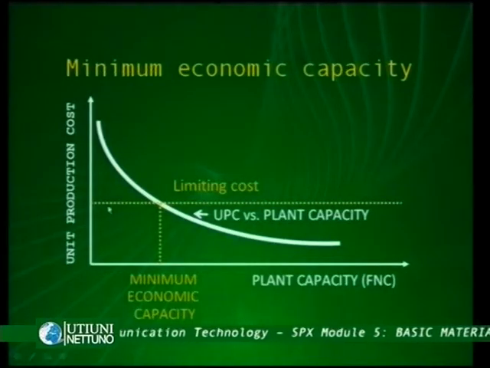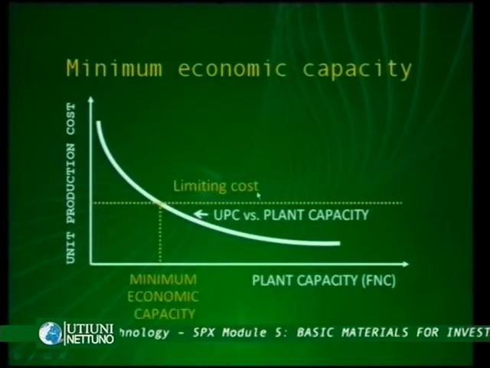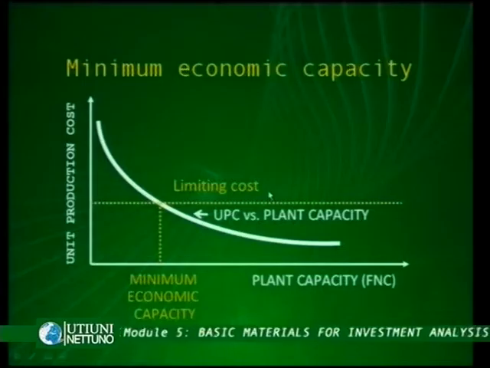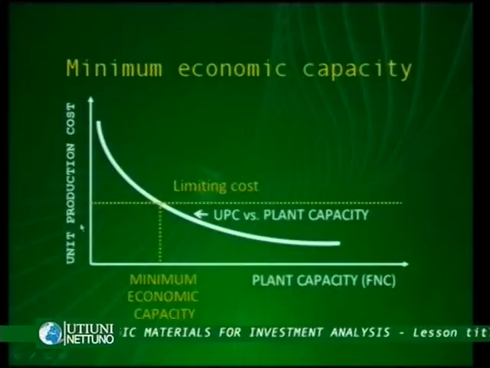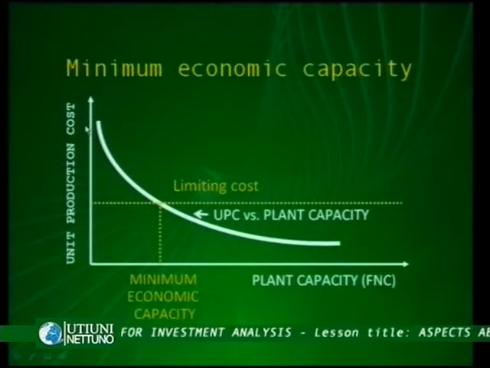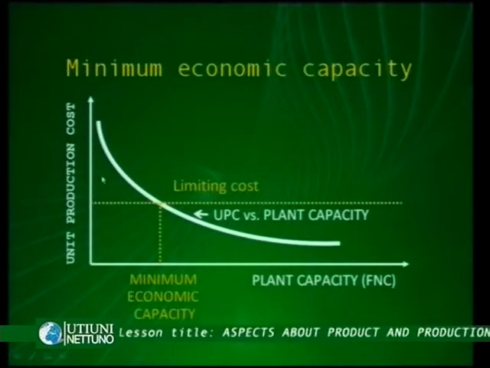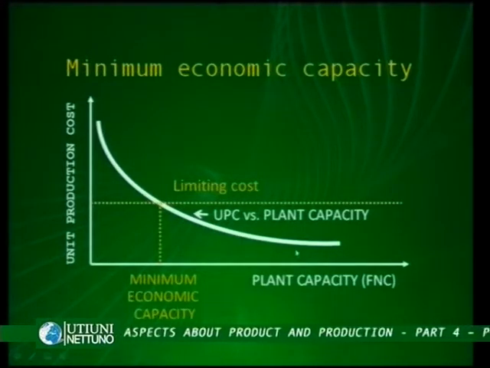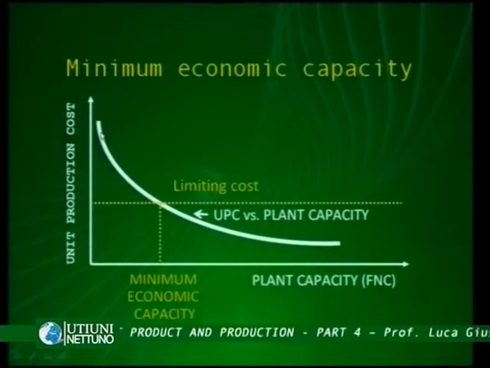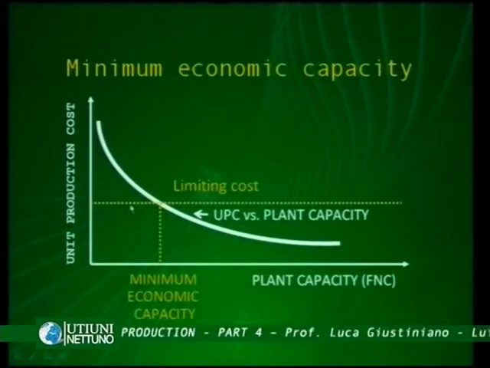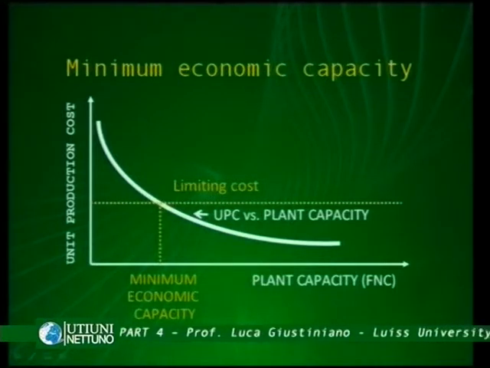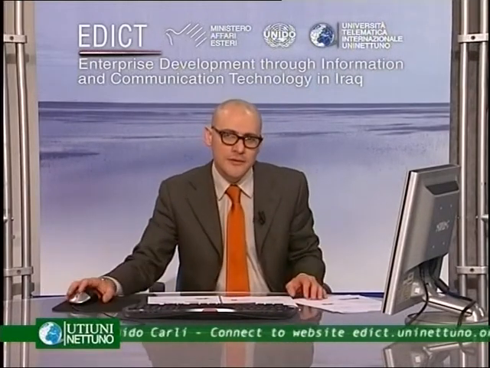Now, this dotted line is the limiting cost, which is the consideration of the confrontation of the UPC, the unit production cost, with the rest of the subsectors that we're operating in. So we have this curve, the shape of which is embedding the hypothesis of economies of scale, but if this is the limiting cost, this is the minimum economic capacity, which means that we need a plant with this minimum capacity in order to compete with our competitors in the competitive arena.